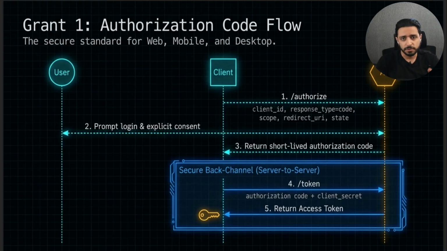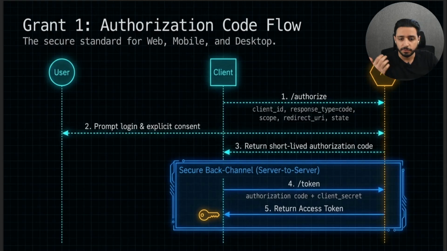The handshake follows a precise sequence. First, the app redirects the user's browser to the authorization server. The request includes a few critical parameters: client ID to identify which app is asking for access, the response type set strictly to code, the request scope or permissions, and the redirect URI which tells the server exactly where to send the user after a successful login. Once the user logs in and clicks approve, the authorization server redirects the browser back to the application's callback URL, passing the temporary authorization code right inside the URL bar.